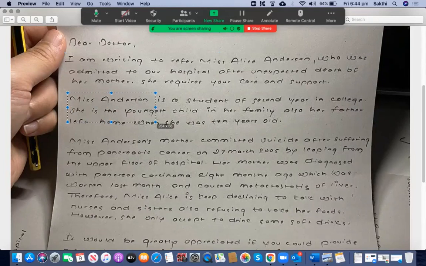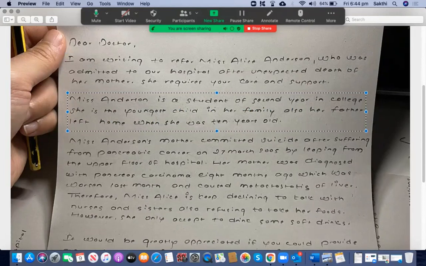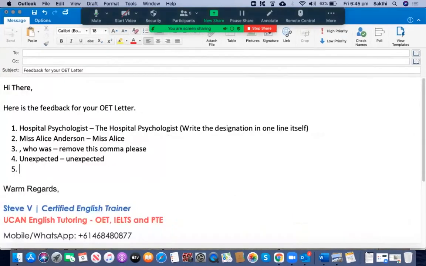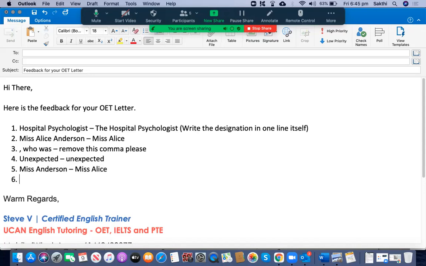Miss Anderson is a student. But when they use Miss, you have to write the first name only. That is an exception actually. So Miss Alice, don't write Miss Anderson. If they have given Miss, particularly, you have to write Alice only, not the surname of the patient. So Miss Anderson is wrong actually. That's one of the exceptions you have to be mindful about. Miss Alice.